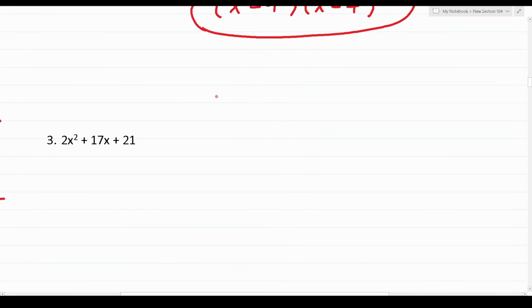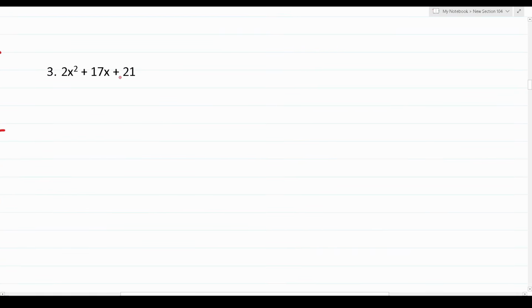All right, let's go ahead and look at number 3 now. So we're still trying to factor a quadratic equation. And for number 3, we have the equation 2x squared plus 17x plus 21.